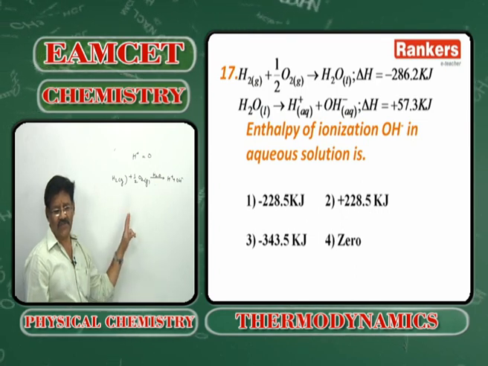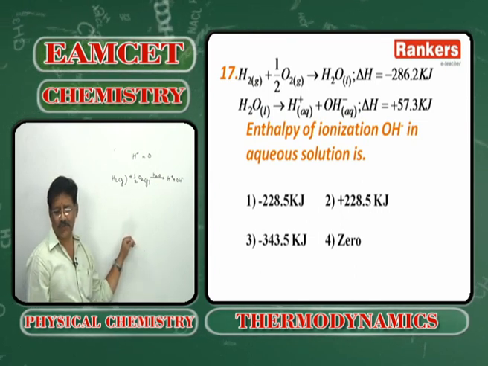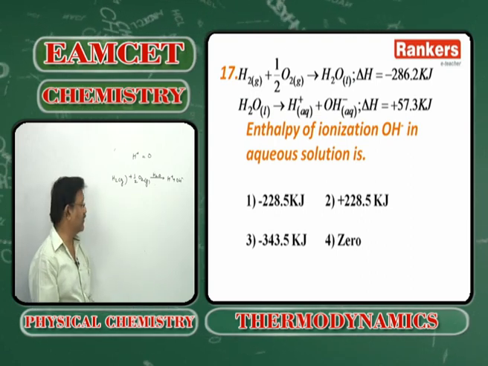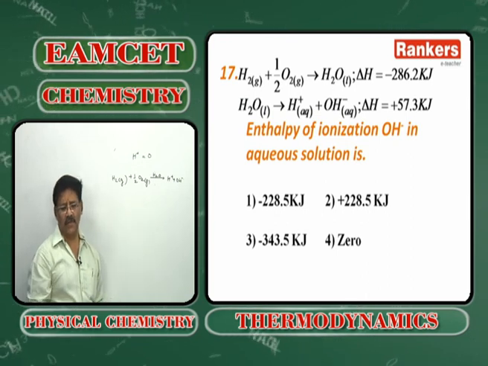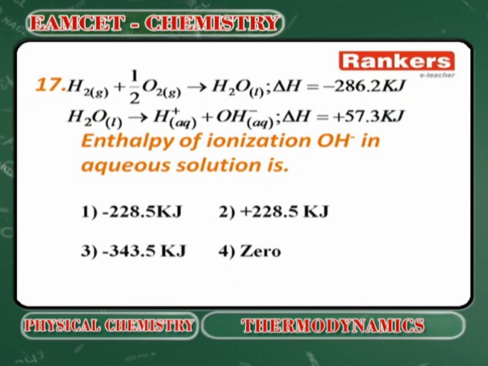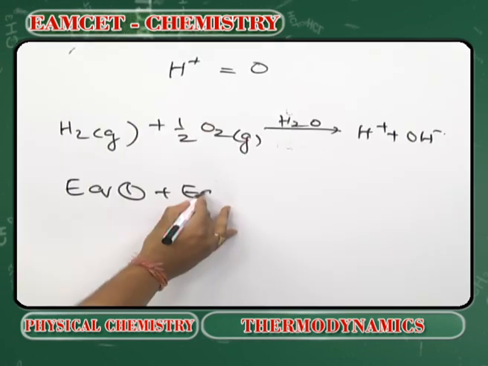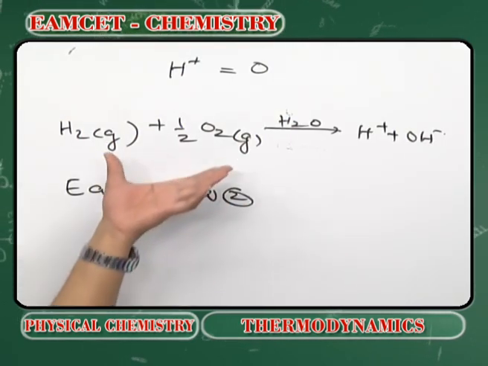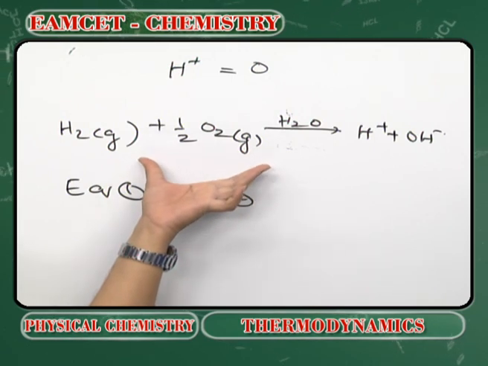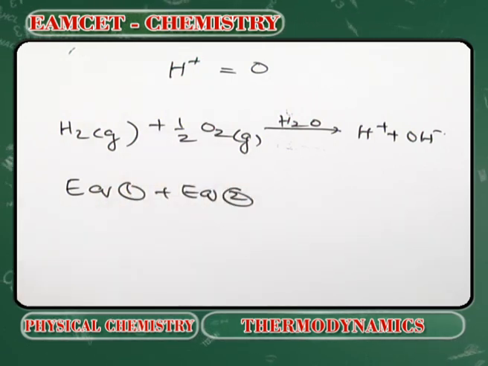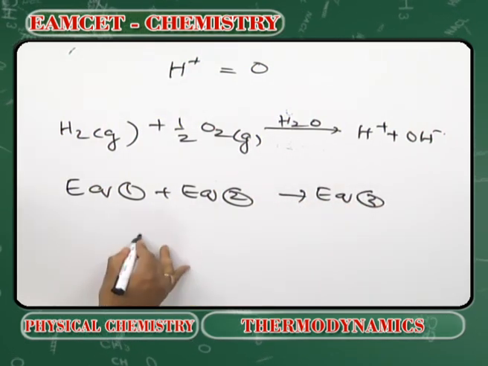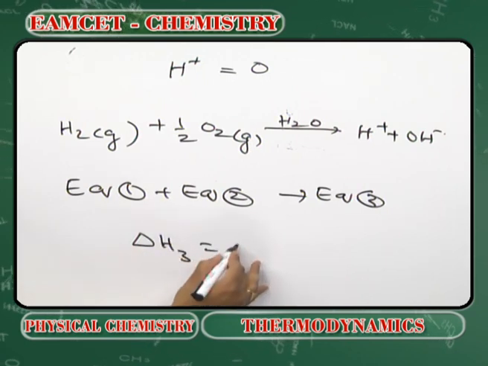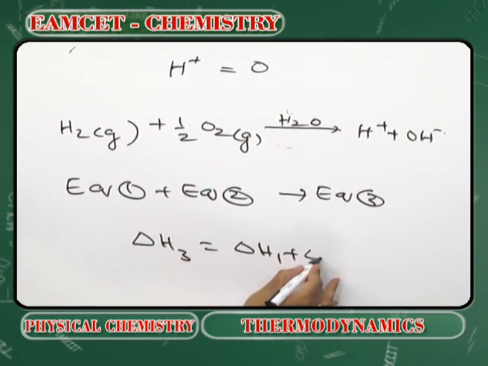How do you get this equation? Equation 1 minus equation 2. It is equation 1 plus equation 2. How do you get this equation? Equation 1 plus equation 2 will give us the required equation, equation 3. So delta H in the third equation is equal to delta H1 plus delta H2.